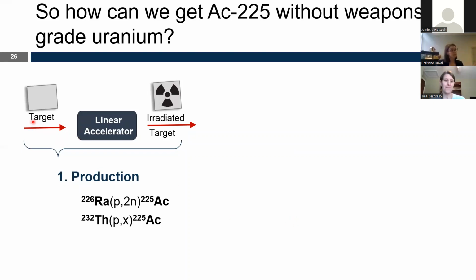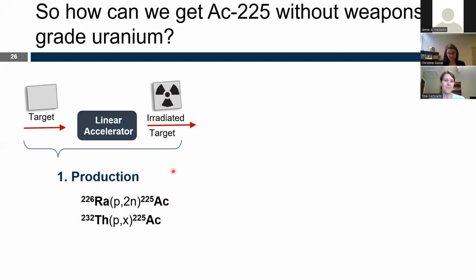So what you would do is you would take your target material. This is just a metal foil. The 2 primary routes for actinium production are taking radium-226 or thorium-232, and then you bombard it with protons. What these nuclear reactions are describing are your reactants here, the radium and the proton, and then your products are on the other side. So you would get 2 neutrons out and then some actinium-225.